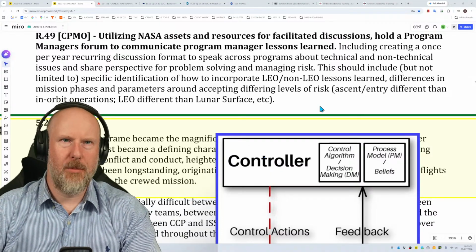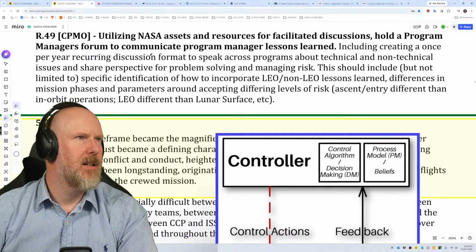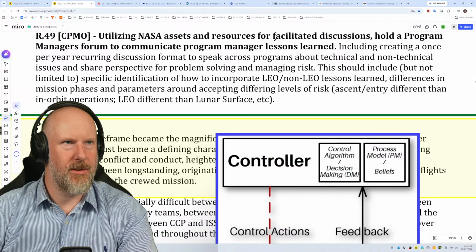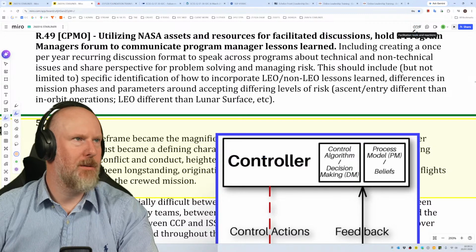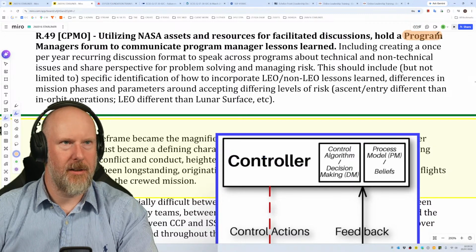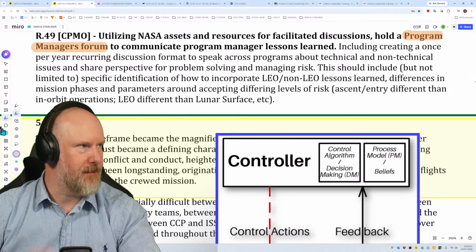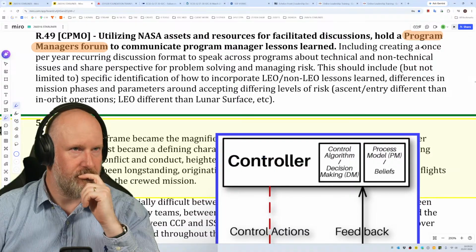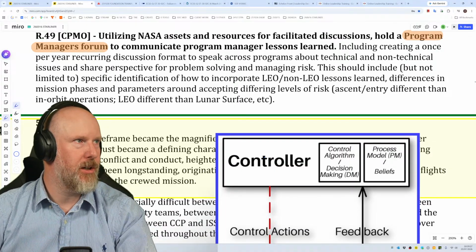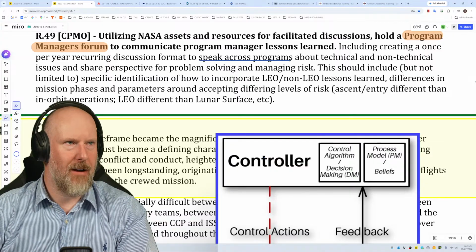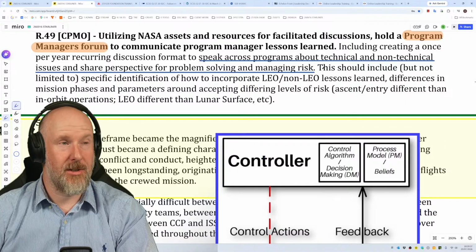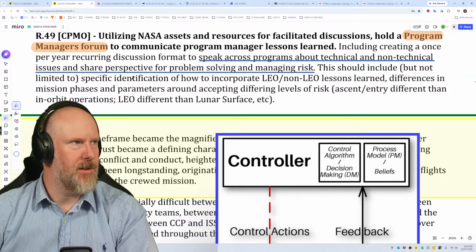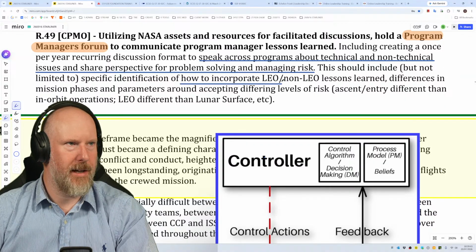Let's keep going. So number 49, utilising NASA assets and resources for facilitated discussions, hold a program managers forum to communicate program manager lessons learned. Fantastic, I think that's a great idea. Including creating a once per year recurring discussion format to speak across programs about technical and non-technical issues and share perspective for problem solving and managing risks. This should include, but not be limited to, specific identification of how to incorporate LEO and non-LEO lessons learned.